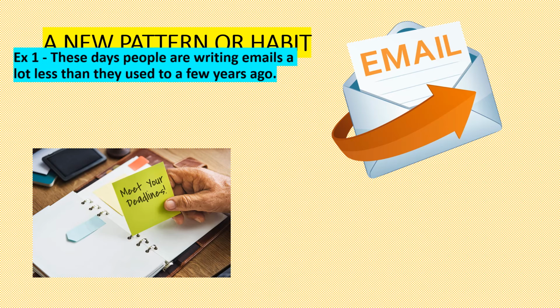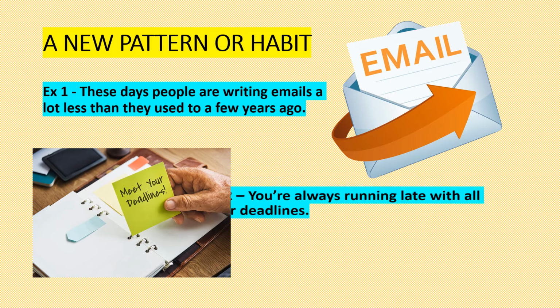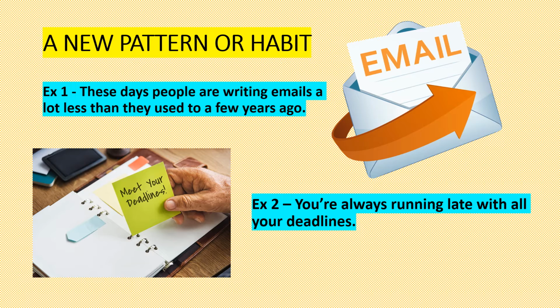Thirdly, talking about a new pattern or habit. A really interesting way of using the present continuous tense is to describe events or actions that are new and different from events in the past. In this case, the tense can be used to highlight the contrast between the old and the new. For example, these days people are writing emails a lot less than they used to a few years ago.